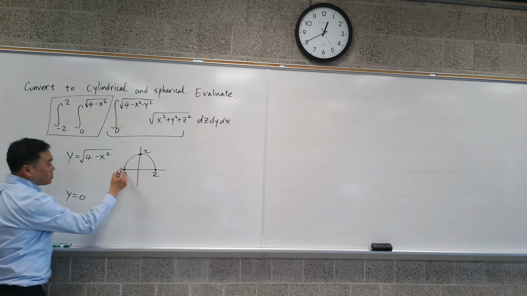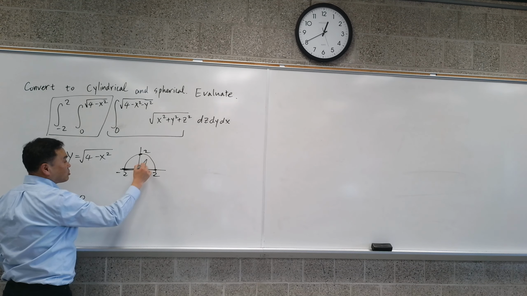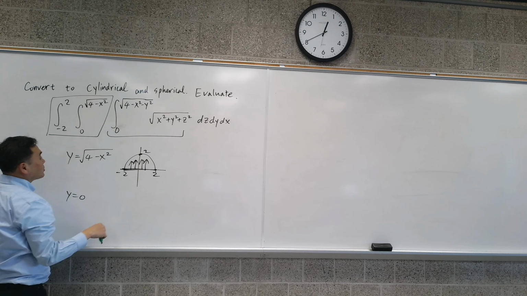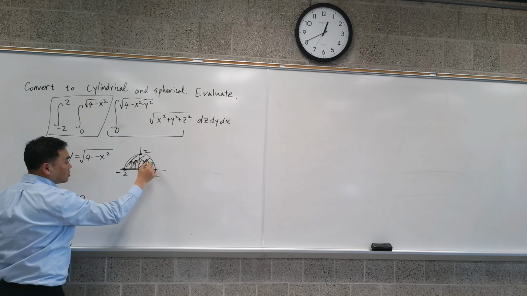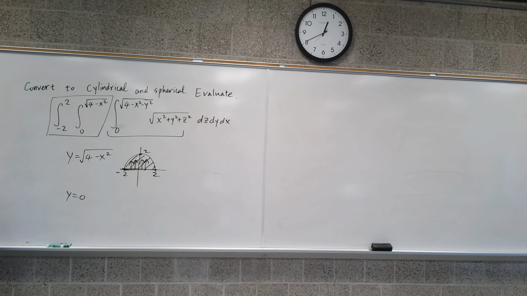And y equal to 0 is this one here. And dy means you're trying to paint going this way. So you start here and you end there. All the while, x goes from negative 2 to 2. So you get the full half circle this way. Okay?